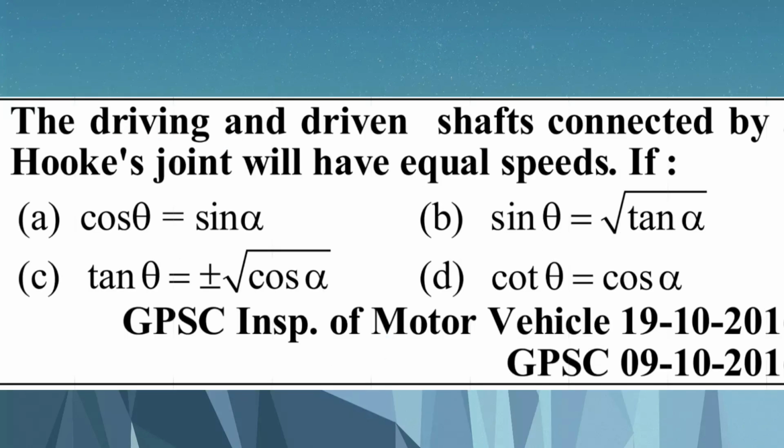Question number 47. The driving and the driven shafts connected by a Hooke's joint will have equal speeds if A. cos theta equal to sin alpha, B. sin theta equal to root over tan alpha, C. tan theta equal to plus minus root over cos alpha, D. cot theta equal to cos alpha. C. tan theta equal to plus minus root over cos alpha.